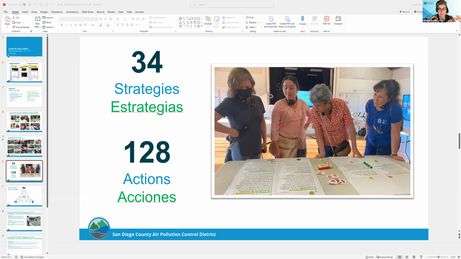And thinking about, well, where do we get started? And so I wanted to share some ideas with you all. This by no means means that this is what we are going to get started with, but what I did is I started to look at the 128 actions and look at the 34 overarching strategies, and try to identify the low-hanging fruit, so to speak.